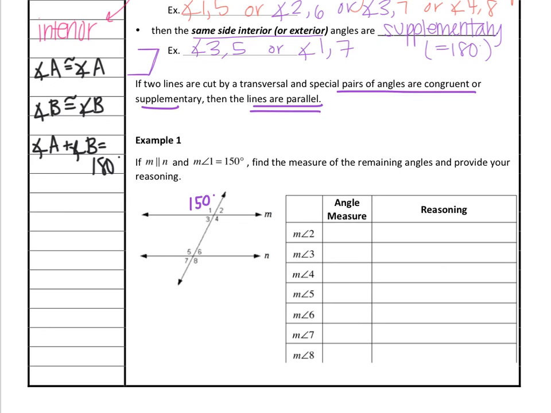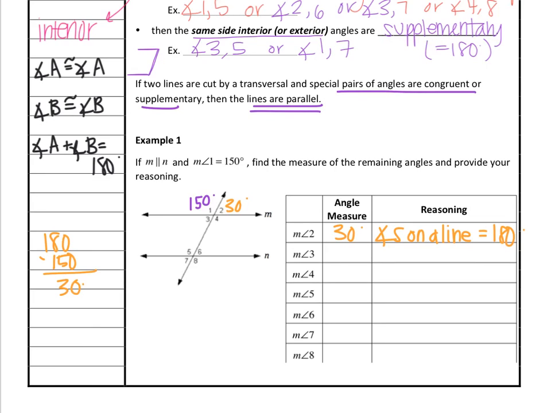So, starting with angle 2. If I see angle 2 is sitting next to angle 1, where angle 1 is already 150 degrees, I know that on a straight line, they add up to 180. So off to the side, 180 minus 150 gives us 30. So angle 2 is 30 degrees. And our reasoning is that angles on a line equal 180.